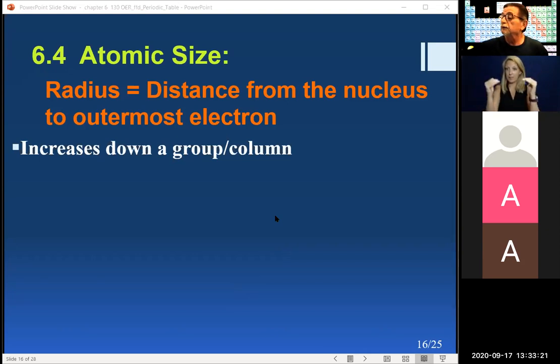my phone's ringing, sorry, I thought I shut it off. Okay. As we increase down the column, it's not working.